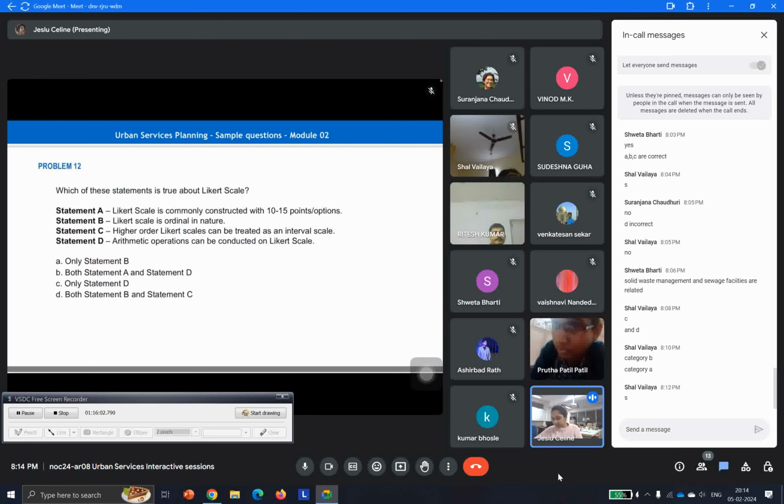Problem 12. Which of these statements is true about Likert scale? This is a very interesting question. Statement A: Likert scale is commonly constructed with 10 or 15 points or options. B: Likert scale is ordinal in nature. C: Higher order Likert scales can be treated as an interval scale. And D: Arithmetic operations can be conducted on Likert scale.